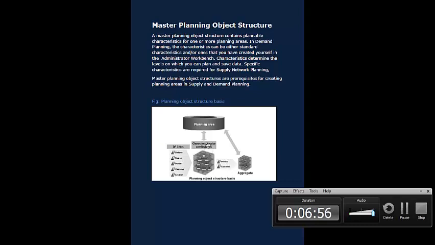CVCs are the combination of characteristics. CVCs are the master data for demand planning. Aggregates are a subset of characteristics. If an aggregate exists, you can save the data at aggregate level as well as detail level. It improves the performance of planning.